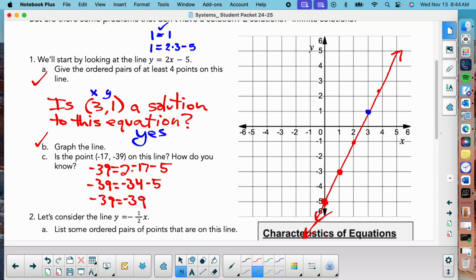Those numbers were big enough that it's definitely not something you would know the answer to just by looking at it. And our picture isn't big enough to go way down to -17, -39. So we definitely want more than one method of finding out if something is a solution. But this one is. So we would say yes.